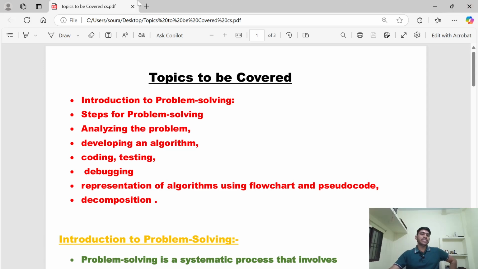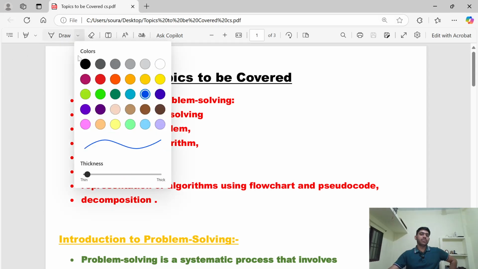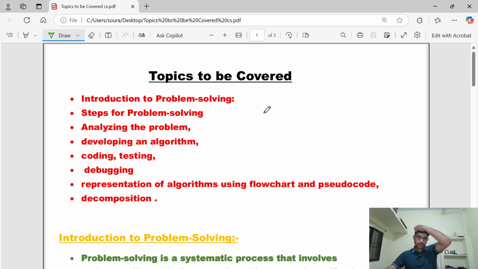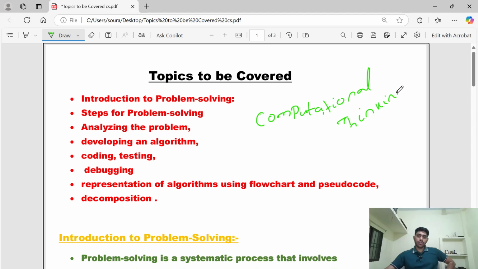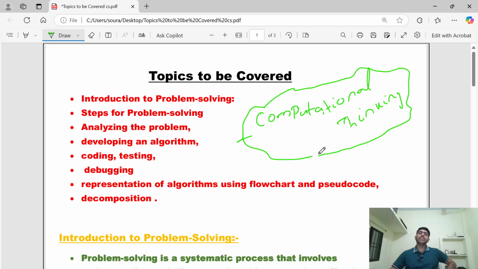What do you mean by computational thinking? Let me introduce it to you. We are solving different kinds of problems in our life. Yes or no? Same thing, we need to solve some computer science related problems. That is called computational thinking. Remember?